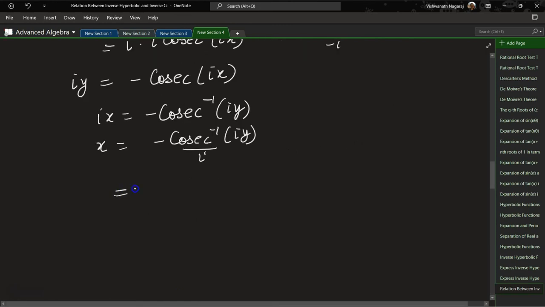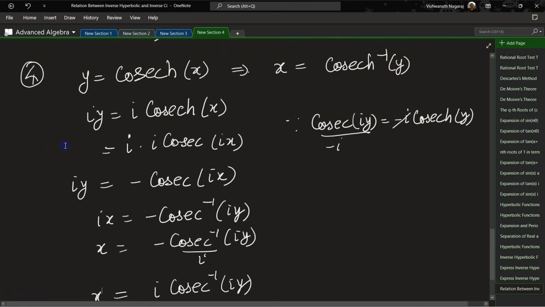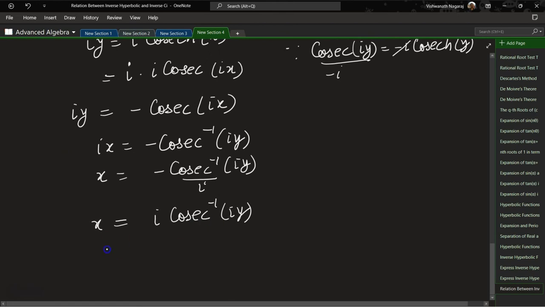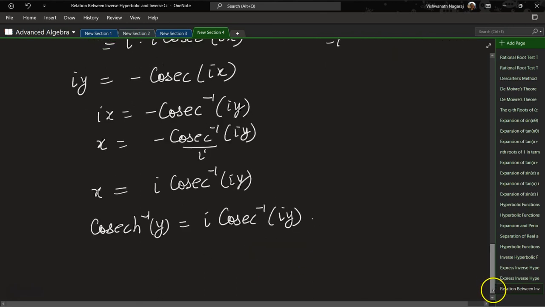Again rationalizing it, we get in the bottom minus 1, so minus minus cancels, i is left out, so i cosec inverse of iy, that is x. And here above we saw x is equal to cosech inverse of y. Here it is this, so we can write cosech inverse of y is equal to i cosec inverse of iy. That is cosec.